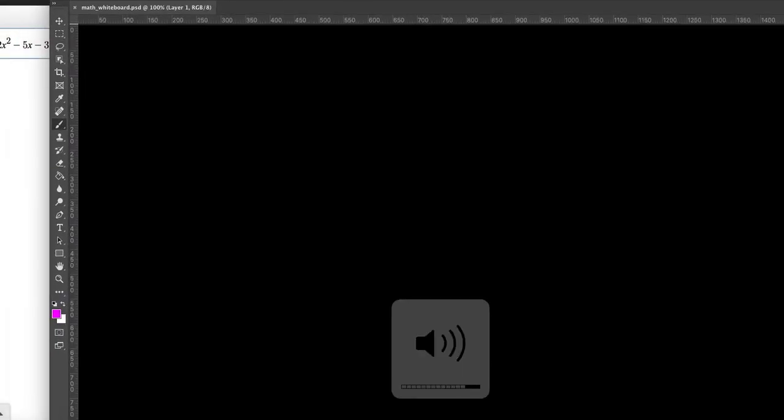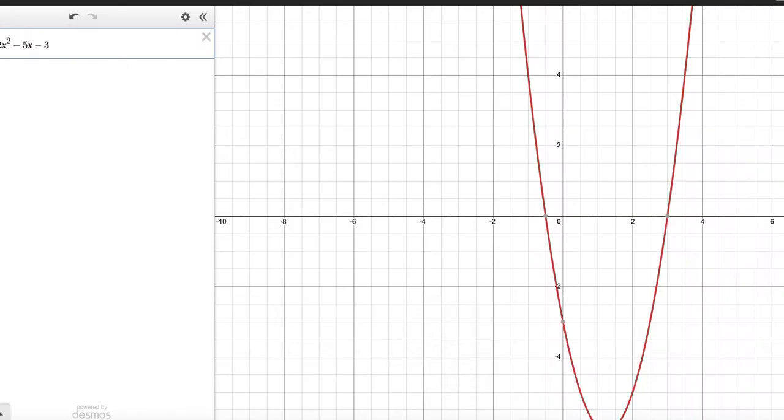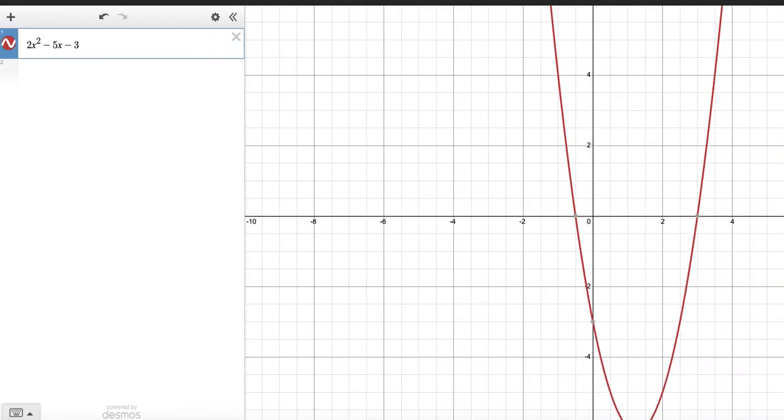Hey math kids, today we're going to talk about the quadratic formula, and how we're going to use it is we want to take a quadratic and we want to find the roots, or where it crosses the x-axis.